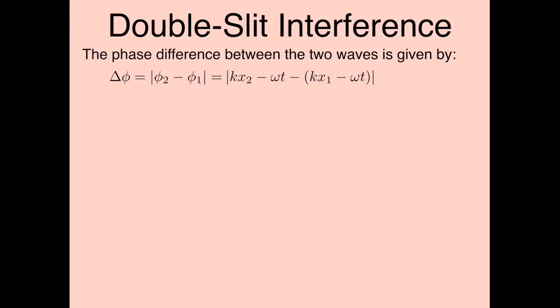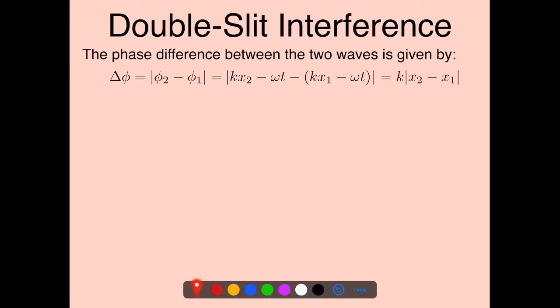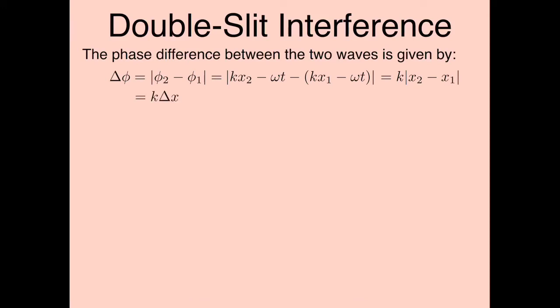The first thing to notice is that the omega t terms cancel out, because I have minus omega t here and plus omega t here. After that, I can pull out a common factor of k, and inside I'll just have the absolute value of x2 minus x1, which we can write in shorthand as delta x. So the phase difference between the two waves is just given by k times delta x, and that's it.